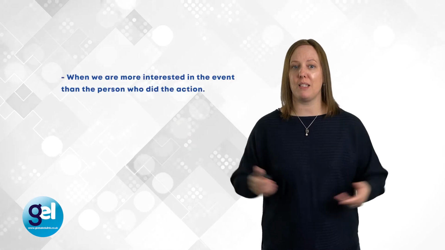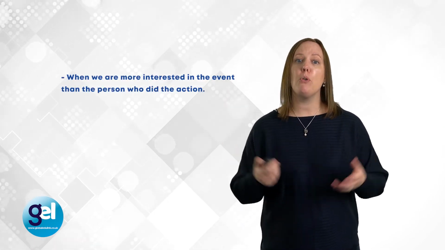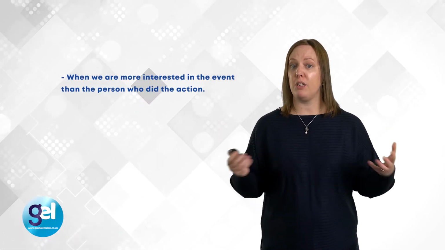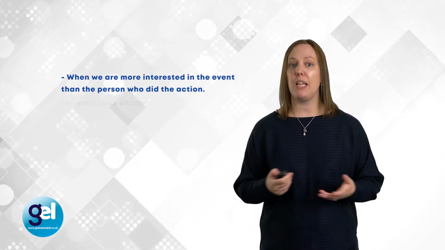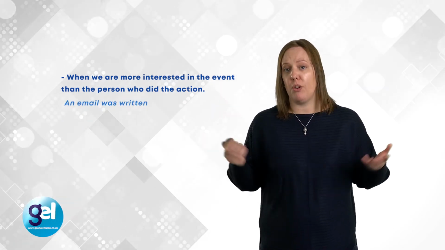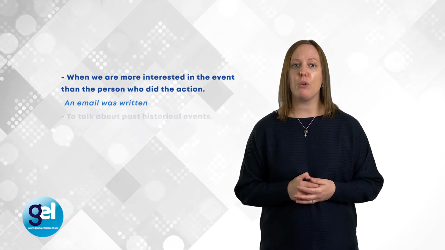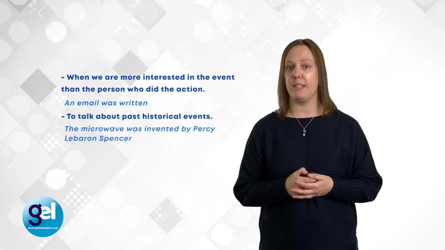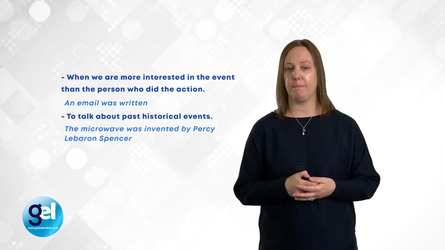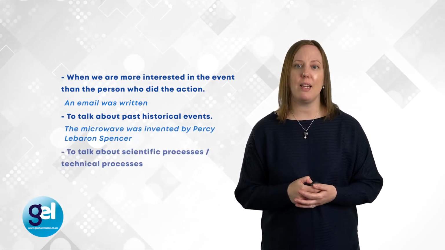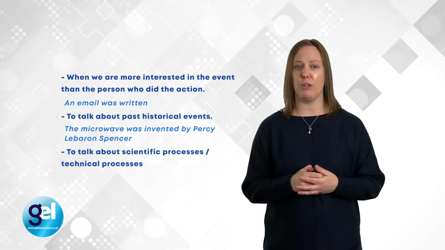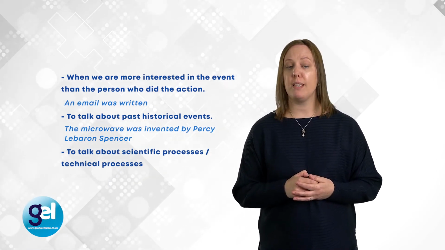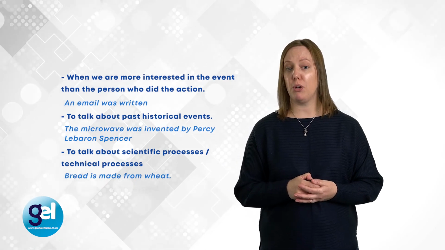When do we use the passive voice? When we're more interested in the event than the person who did the action. So an email was written. We don't know who wrote it. To talk about historical events, the microwave was invented by Percy LeBaron Spencer. To talk about scientific processes or technical processes, bread is made from wheat. The pods are harvested. The simple present passive.